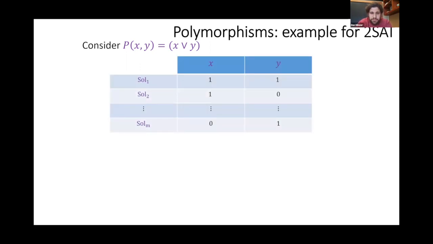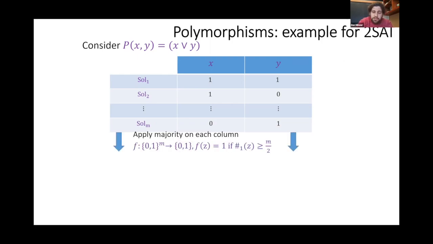So suppose I have this table consisting of solutions to this predicate, meaning on each one of these rows I have at least one single one. And now I want to apply some column function and get a new solution. Then what I can do is apply the majority function. Namely, I'm going to take a function that takes m bits as inputs and outputs 1 if and only if at least m over 2 of the bits are 1. And I claim that I always get a new solution to P.